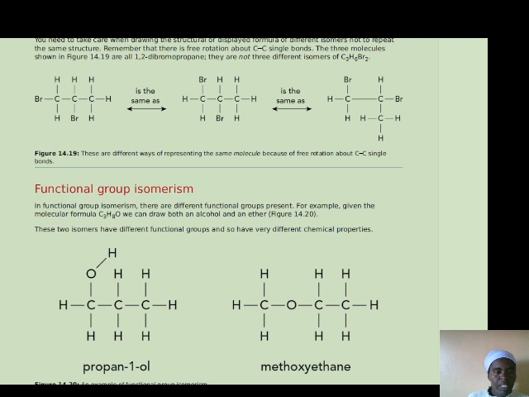Functional group isomerism. In this type of isomerism, different functional groups are present. For example, in this diagram here, we have propan-1-ol, where the functional group is OH, and in this other one, we have methoxyethane, and these two are isomers with different functional groups and different chemical properties.